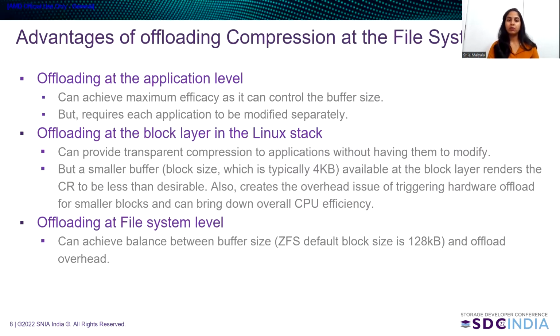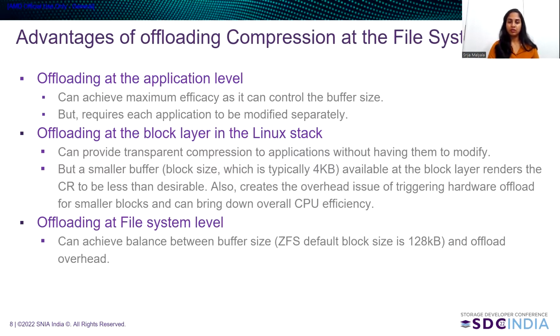Compression in general can be offloaded mainly at three levels: the application level, block level, and at the file system level. When offloaded at the application level, we can achieve the maximum efficacy as the application can control the buffer size to be compressed. But the con here is that we'll have to modify every application for offloading.